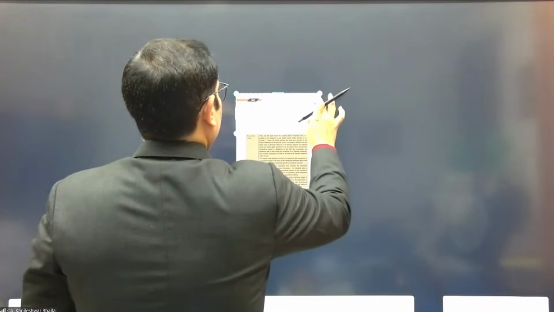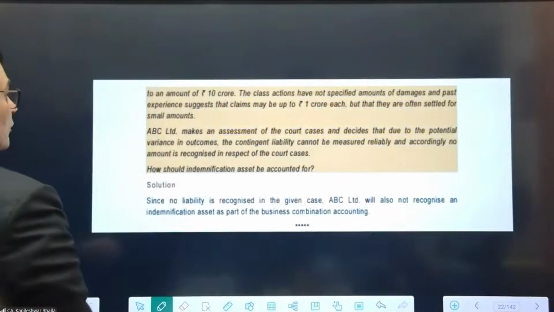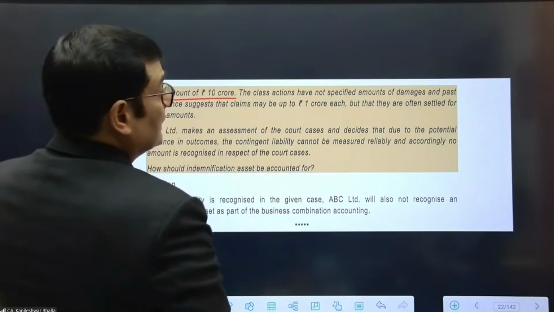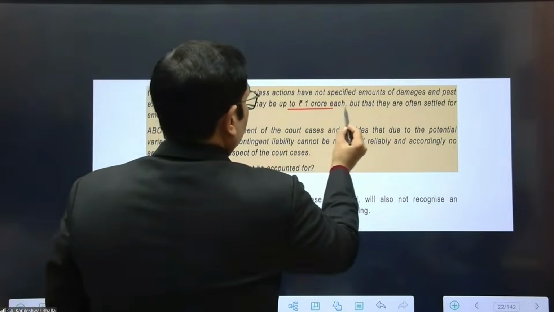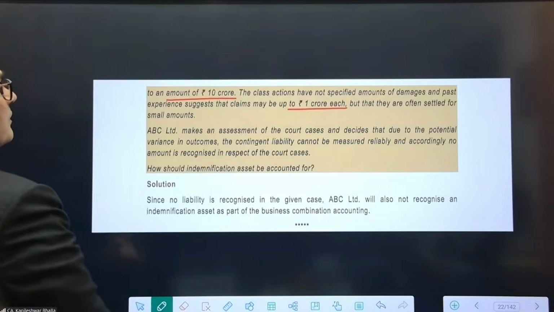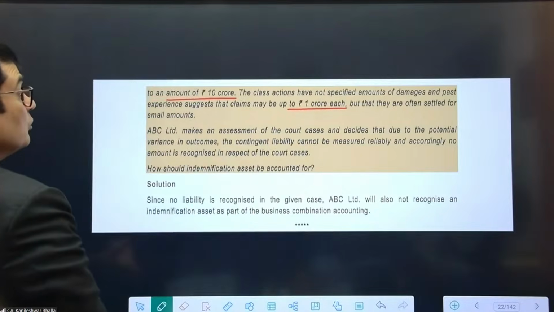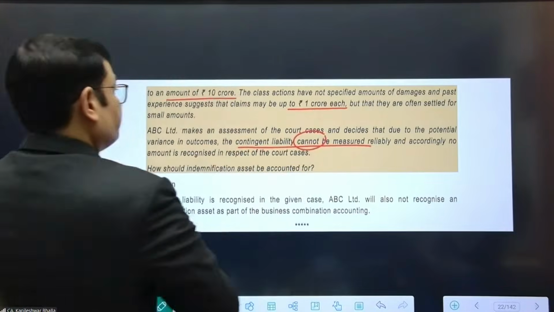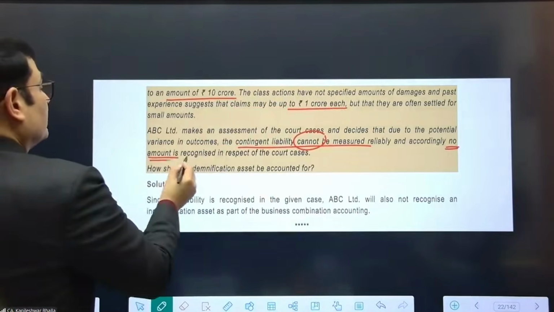It says he will indemnify to the extent of 10 crores. And there it says the class actions have not specified amount of damages, and past experience suggests that claims may go up to 1 crore each, but they often settle for smaller amounts. ABC makes an assessment of the court case and decides that due to the potential variation in outcome, the contingent liability cannot be measured. And accordingly, no amount is going to be recognized in the court cases.